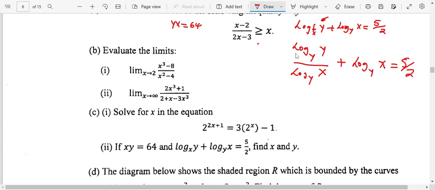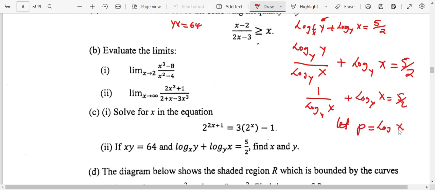All right. Now, when you've got log of y in base y, that is 1 over log in base y of x, and then plus log in base y of x, which is equal to 5 over 2. Again, I'll say let p be equal to log of x in base y. So this becomes 1 over p plus p, and that is going to be equal to 5 over 2.